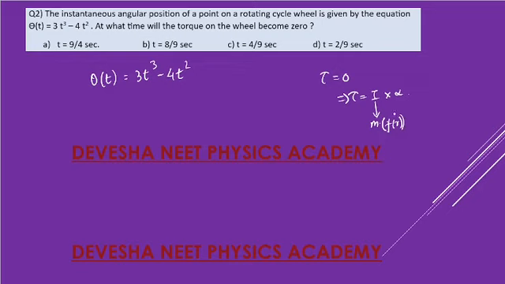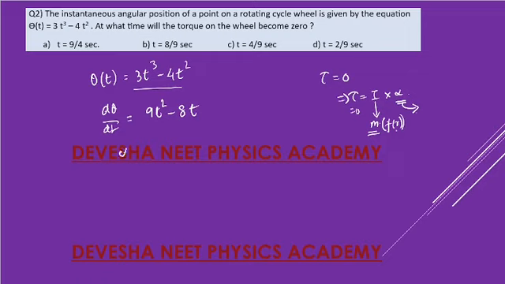Now, if torque has to be 0, the m here cannot be 0, and r will not be 0. What could be 0 is the alpha. So for alpha, the angular acceleration, to be 0, the angular acceleration of this body has to be 0. So theta is equal to this, and d theta by dt is the angular velocity, 9t square minus 8t.